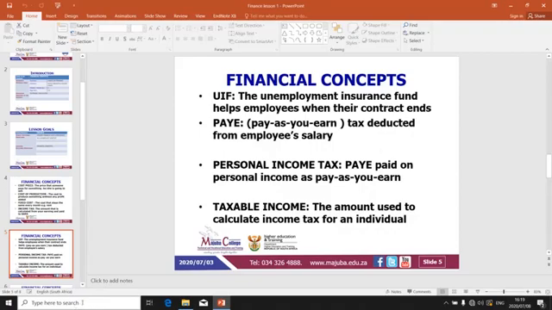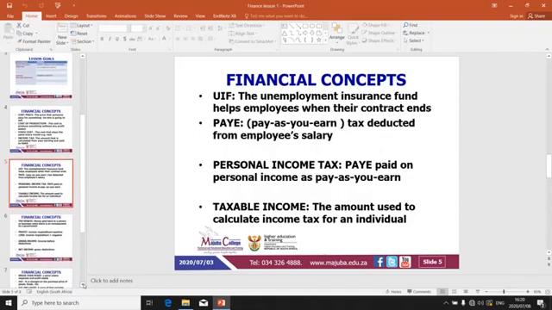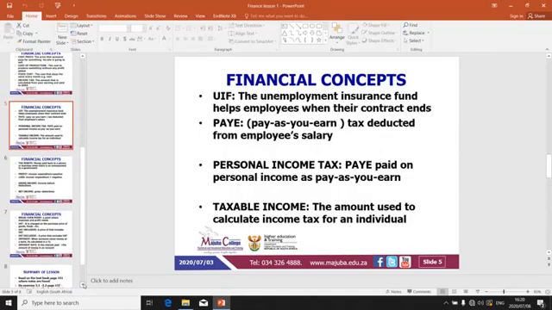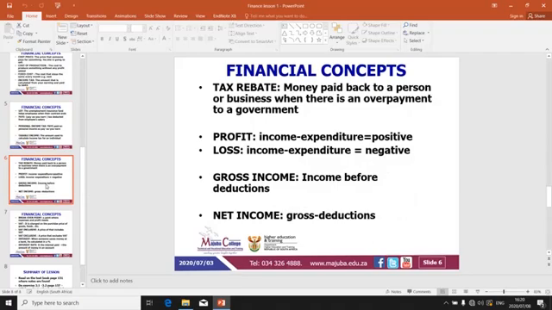The next concept is the personal income tax. What is the personal income tax? It is pay as you earn, paid on the personal income. And then the next concept is the taxable income. What is the taxable income? It is the amount used to calculate income tax for an individual. Like I have explained before, there are brackets that are used for different calculations to calculate the pay as you earn.